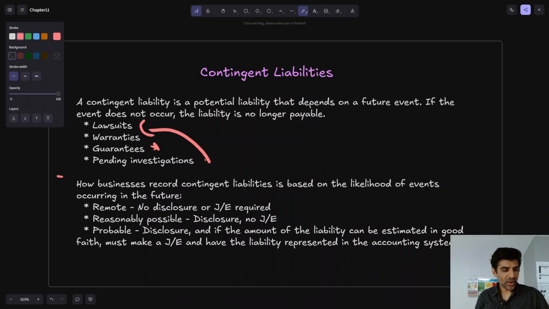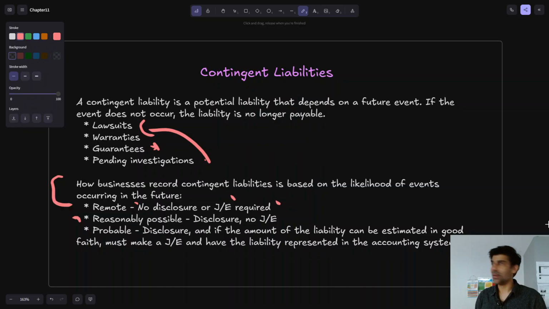Okay, so how businesses record these contingent liabilities depends on the likelihood that it's actually going to become a liability. There's leeway that management has because they're going to determine these probabilities. If they determine it's a remote possibility, there's no disclosure. You don't have to write about it in your financial statements at all. And of course, there's no journal entry because it's not a likely thing that's going to happen.